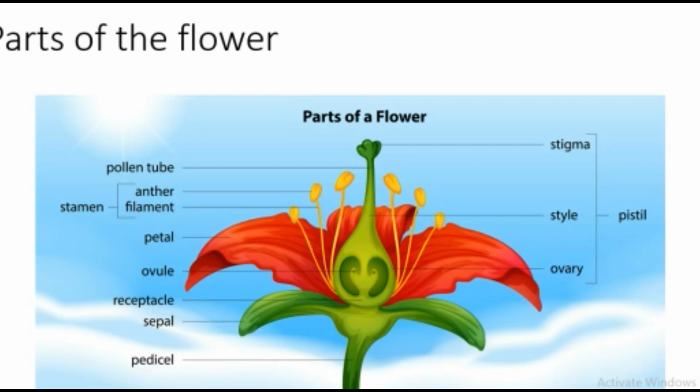The first one will fertilize the egg cell to make double fertilization. The second one fertilizes the polar nuclei to make triple fertilization. Triple fertilization means the result will be 3n, triple the number of chromosomes. And this will be the zygote.